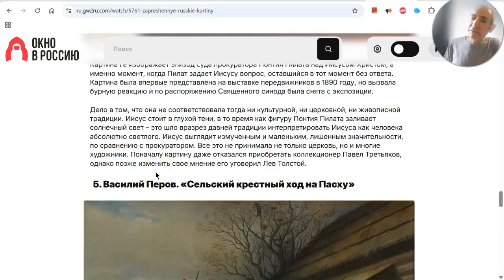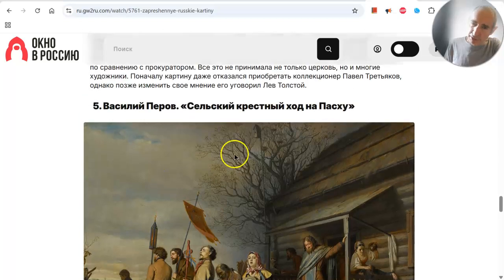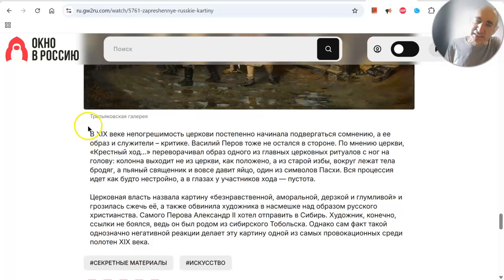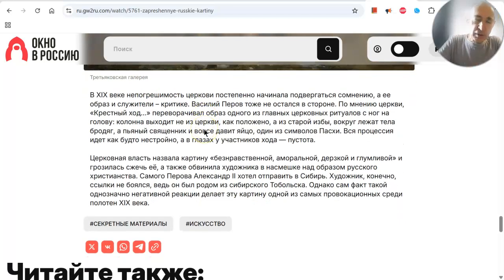By the way, there is also the word крестный in Russian, but it has a different meaning. It relates to the baptism in the Orthodox Church. But крестный ход comes from крест, which is a cross. So again, сельский крестный ход на Пасху would be the cross procession, like the village cross procession on Pascha. Just look at the picture. It's kind of a little bit weird, right? So let's see, and it says that it is located in Tretyakovskaya Galleria, so Tretyakov Gallery. And it goes the following way.